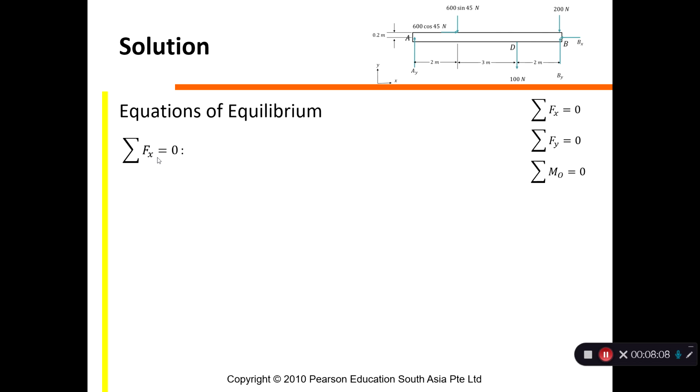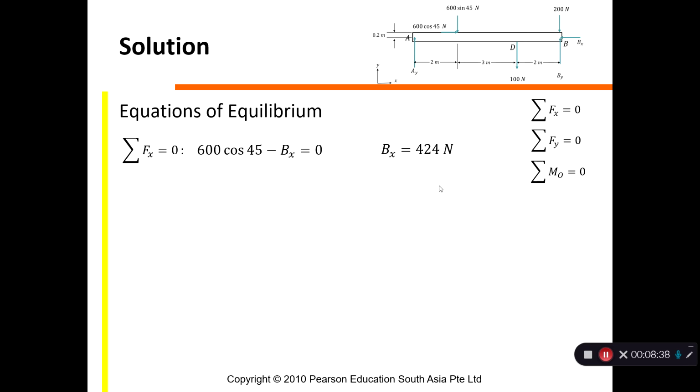So we can solve that first. Summation of forces in the x direction equals 0. We have 600 cos 45, which is positive to the right. And Bx, we assume it's to the left, so we write negative Bx equals 0. From this, you get the magnitude of Bx. Now you get the answer as positive. That means the assumed direction is correct, the arrow pointing to the left. So we can keep it like this.